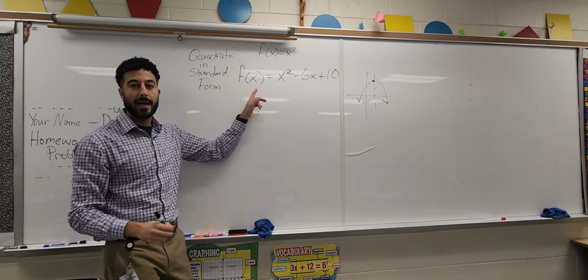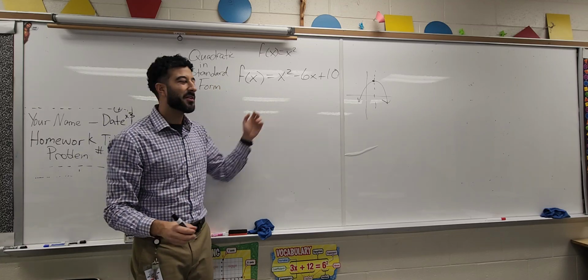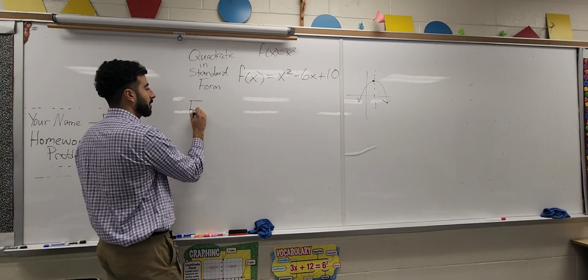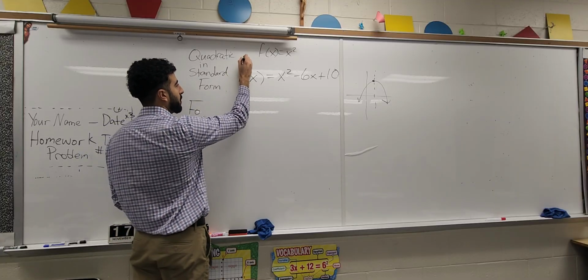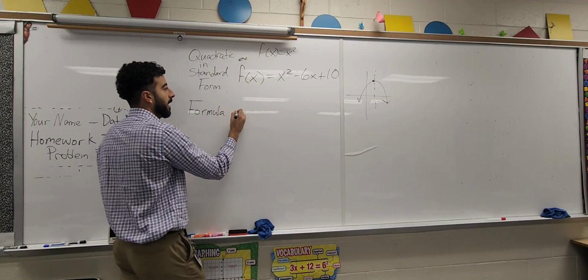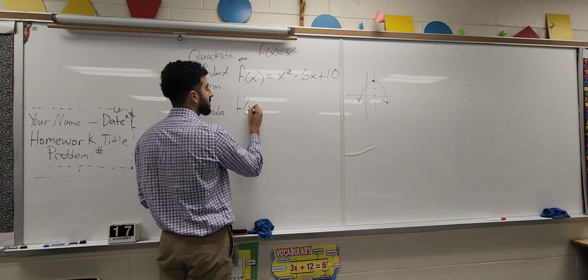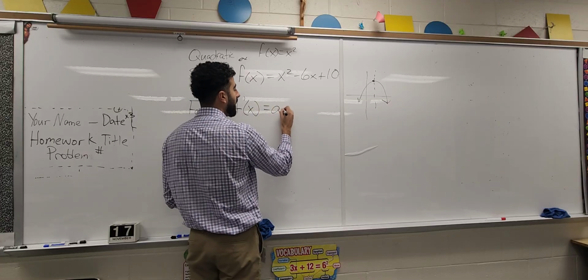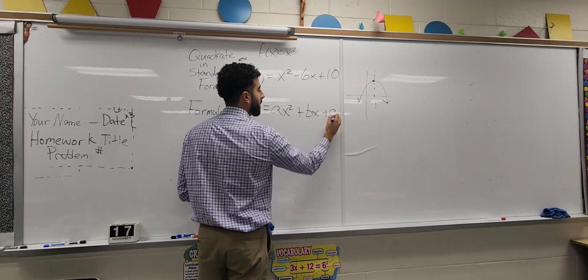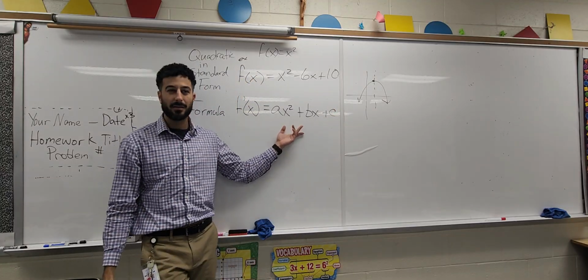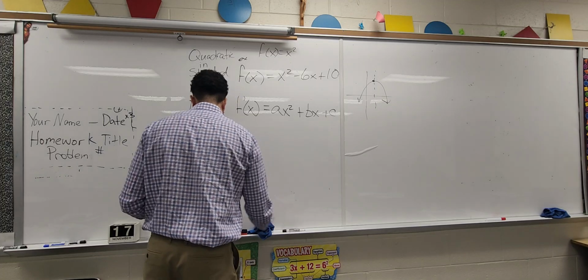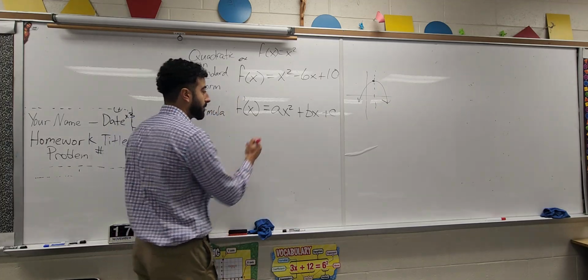This is actually in standard form, but if I had to give a general formula for standard form, I'll do it here. This is an example of a quadratic in standard form, and here's the formula: f of x equals ax squared plus bx plus c. Does this look familiar to anyone?